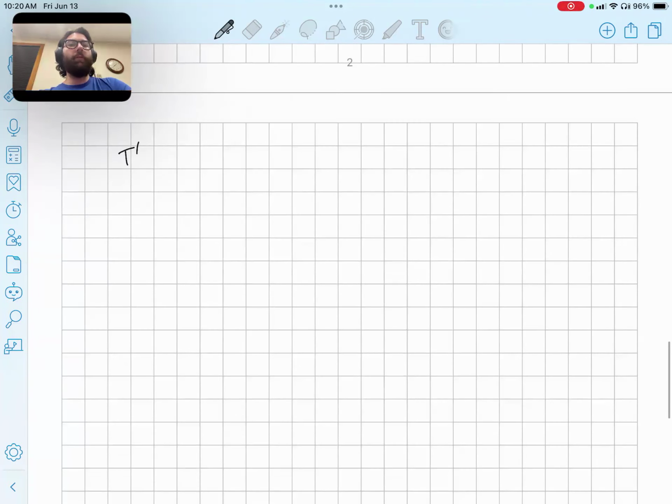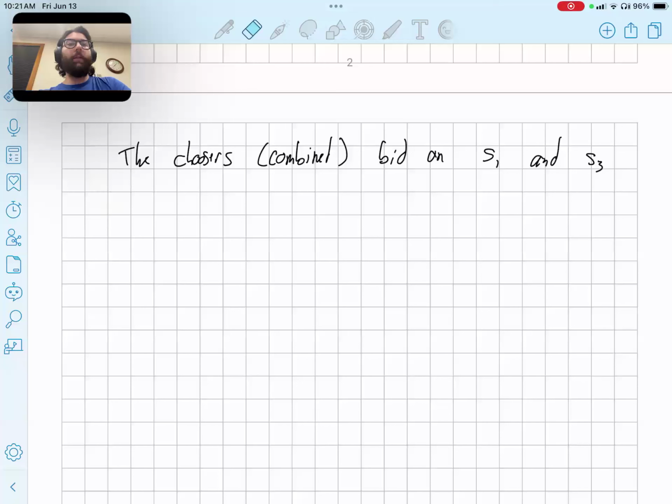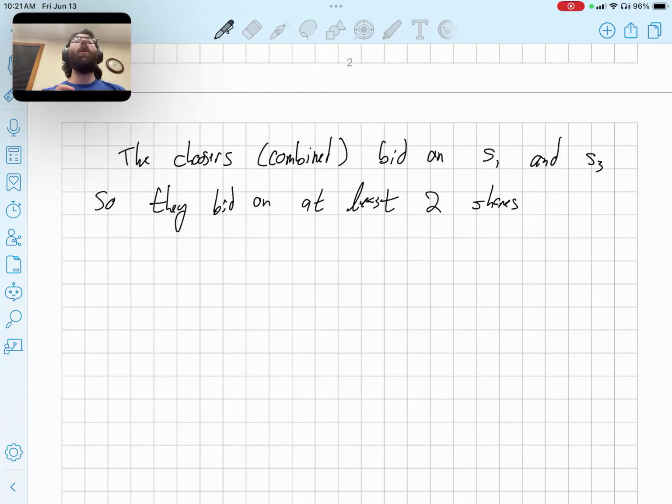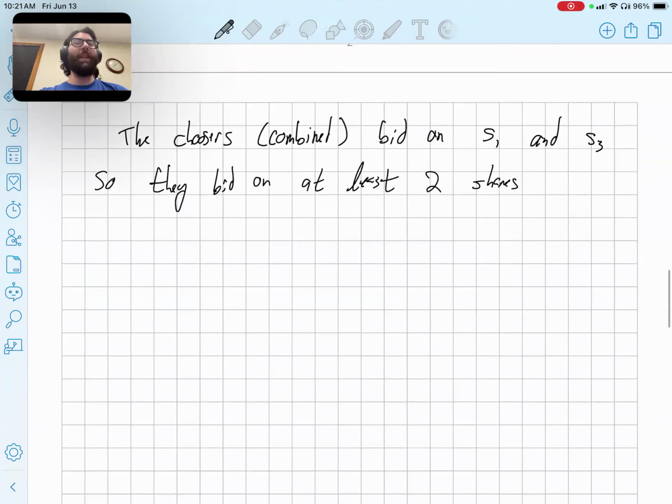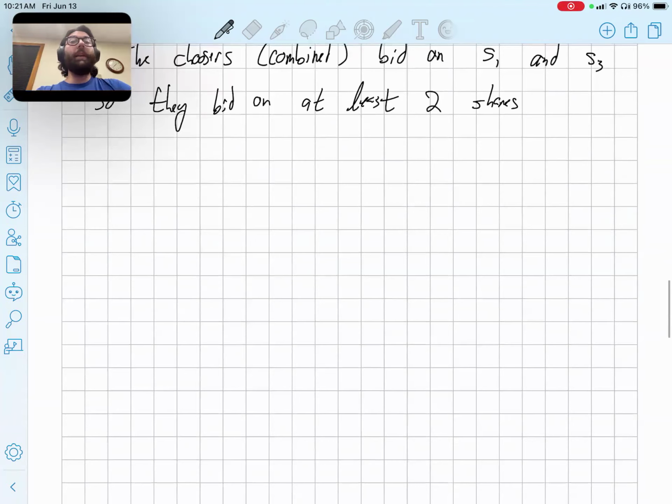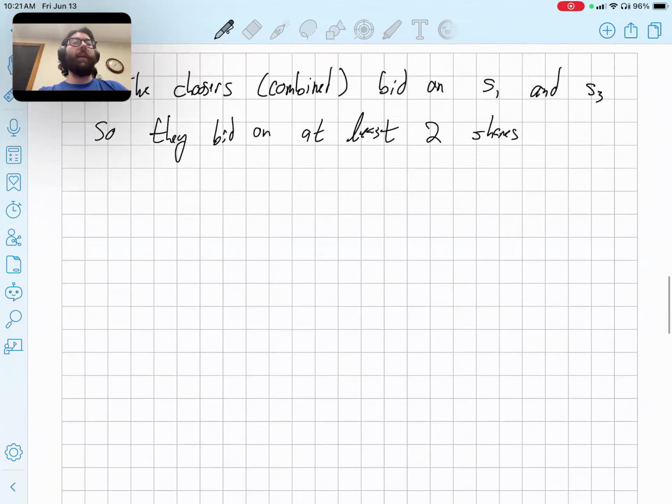So the choosers combined bid on S1 and S3. So they bid on at least 2 shares. That means we can always assign shares fairly. Try saying that 5 times fast. So here's our first rule that we'll see for assigning shares fairly.